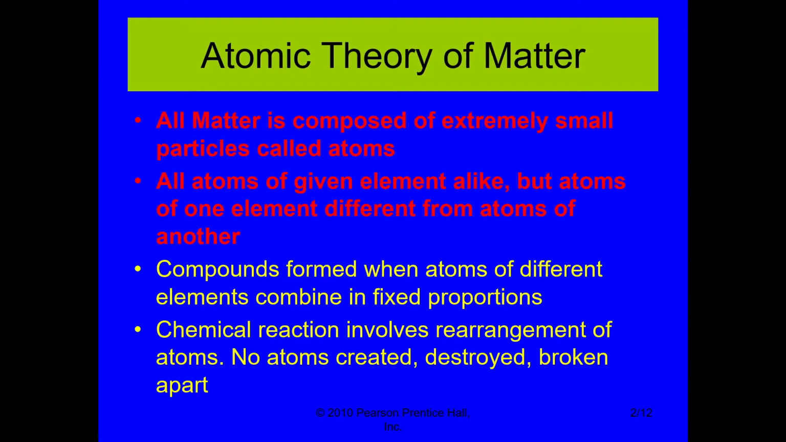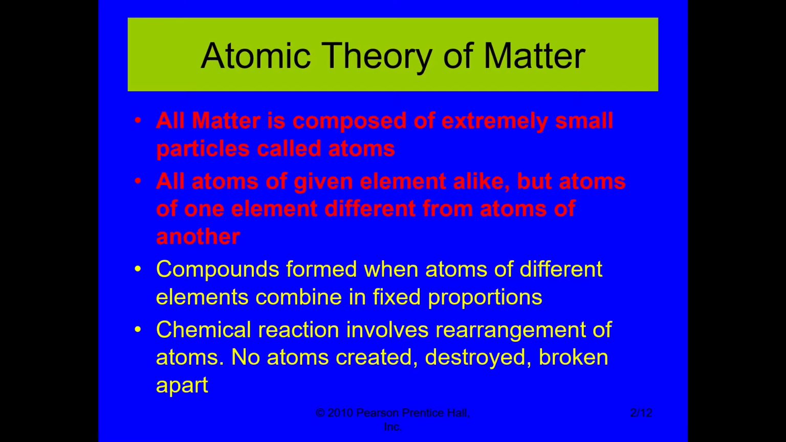Dalton's atomic theory can be summarized into four major components. The first component is that all matter is composed of extremely small particles called atoms. Now, Dalton theorized that all matter is composed of extremely small and indestructible particles called atoms, and that these atoms are indivisible. But we'll see later in Chapter 3 that we can actually divide these atoms into even smaller and smaller units.